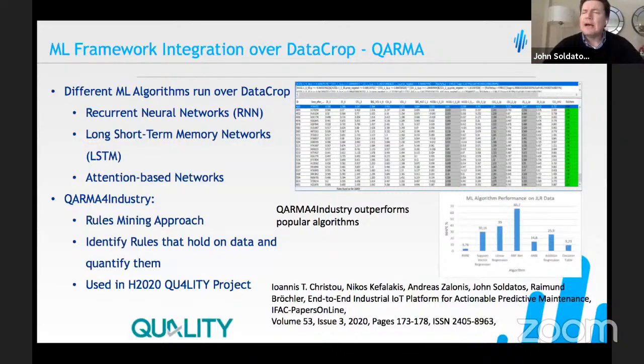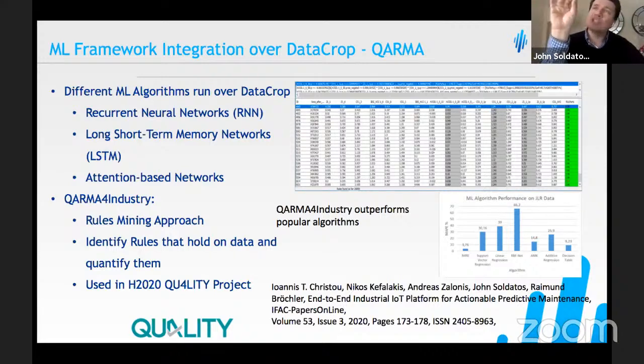And we have deployed our homegrown Intrasoft machine learning framework, which we call QARMA. QARMA stands for Quantitative Association Rule Mining. It's a rule mining approach that mines large data sets in order to find rules that hold with high confidence. On the one hand, this outperforms all the conventional, usual frameworks and algorithms that people use for predictive analytics, like LSTM or other types of recurrent neural networks.